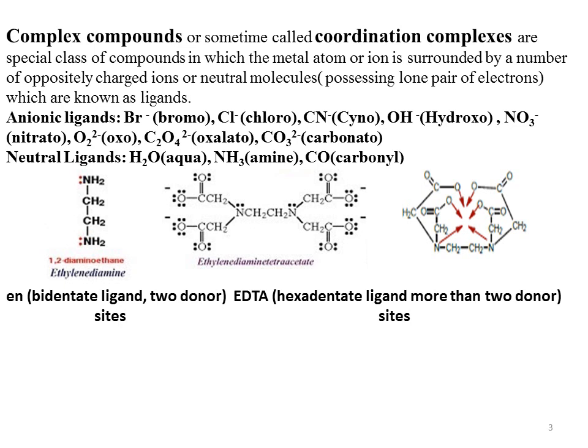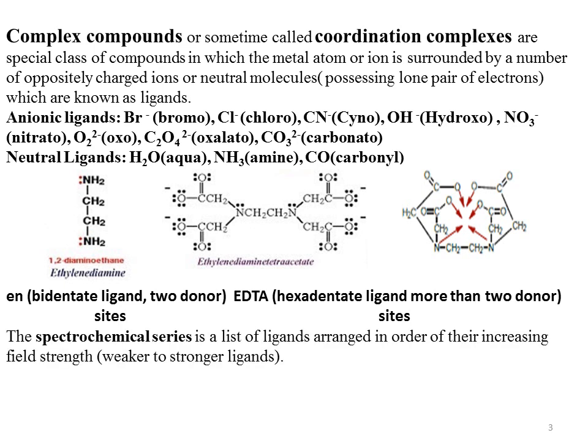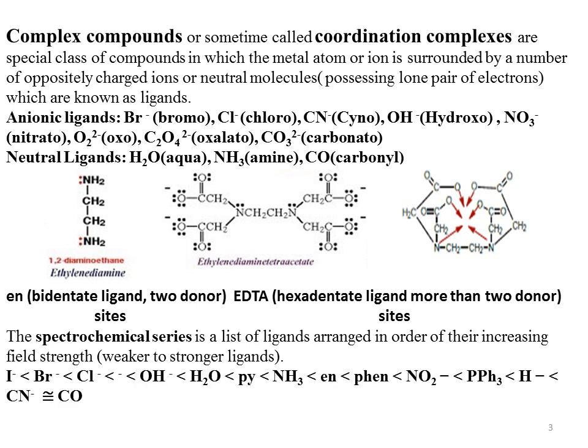Ligands that have more than two donor sites form chelates, or sometimes we use the term chelants. The spectrochemical series is another term that you must be aware of before proceeding towards the next slides. What does the spectrochemical series stand for? This is a series in which ligands are arranged in order of their increasing field strength, from weaker to stronger.